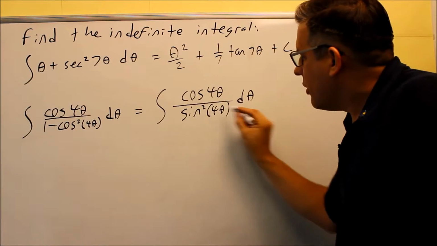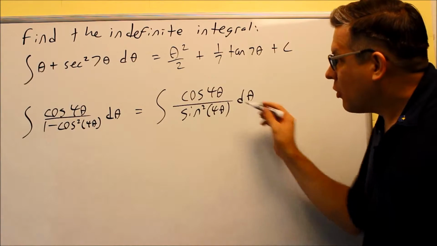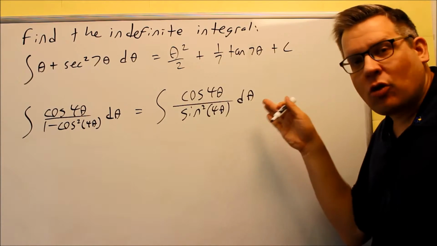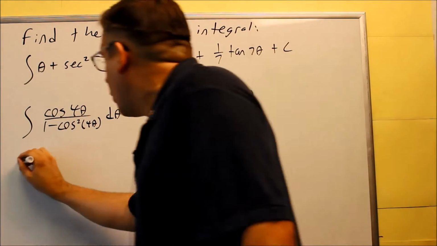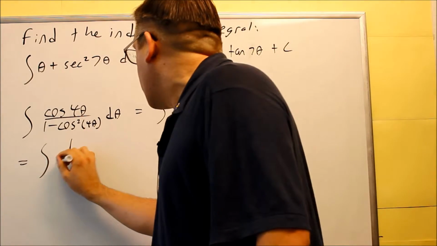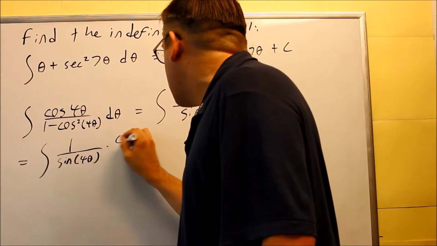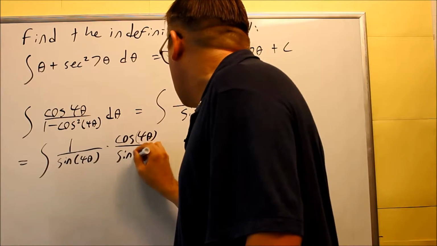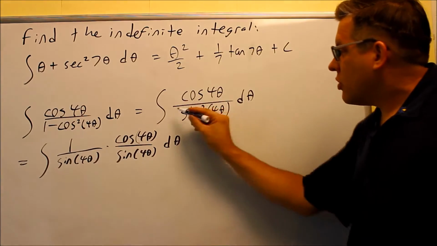What you need to do is break up the sine squared into sine times sine, and then we're going to create two different things that we can use more identities on later. That may not be quite as obvious, but that's what you have to do here. What do I mean by that? You're going to write this as 1 over sine of 4 theta times cosine 4 theta over sine 4 theta. We're basically just splitting it up.